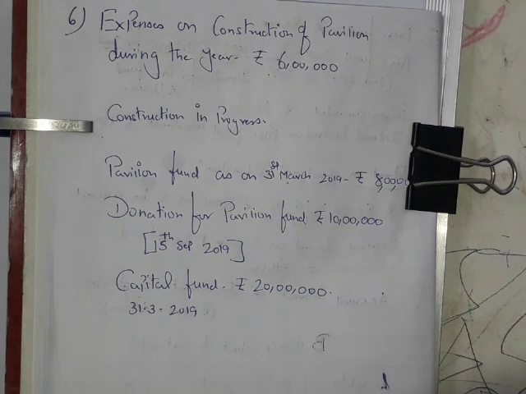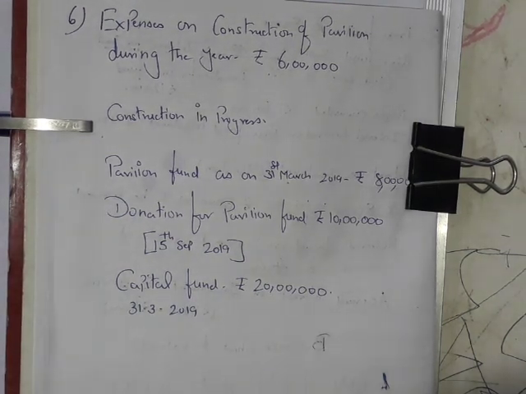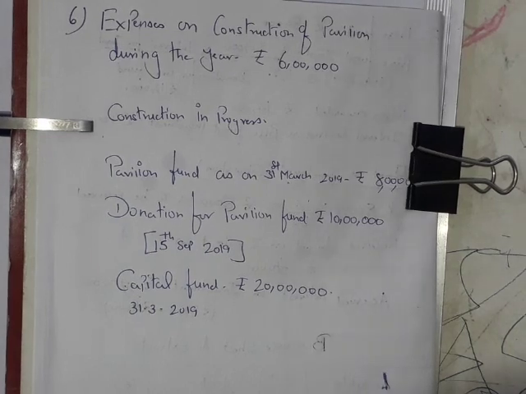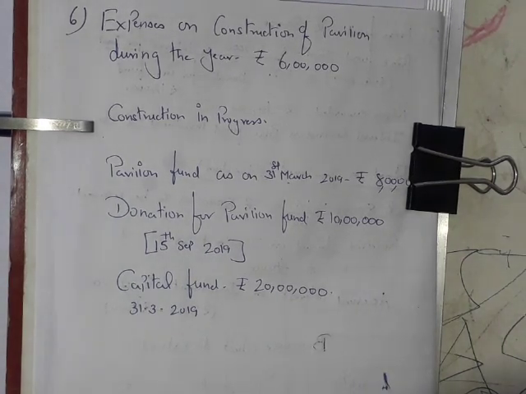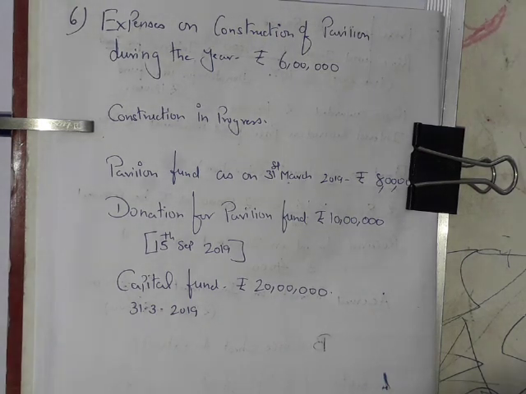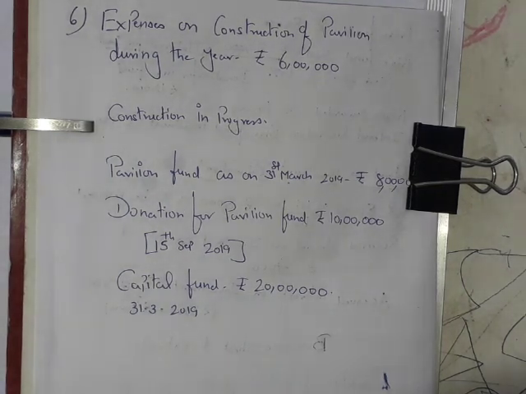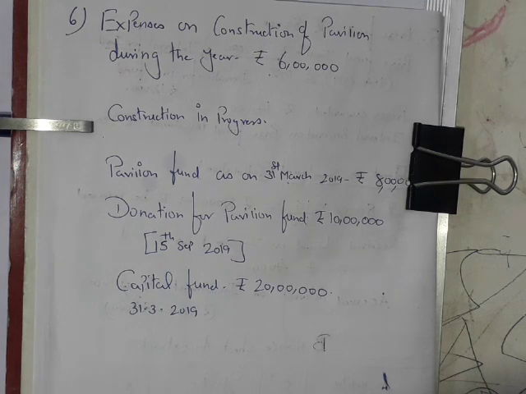You will be getting an amount of rupees 18 lakhs. Am I making sense to you? Right. This 18 lakhs will be there in your pavilion fund account. From this 18 lakhs, you have used 6 lakhs. So how much will be the balance? From 18 lakhs, if you use 6 lakhs, you will be having 12 lakhs balance. So the balance that will be left over in your pavilion fund will be only rupees 12 lakhs.